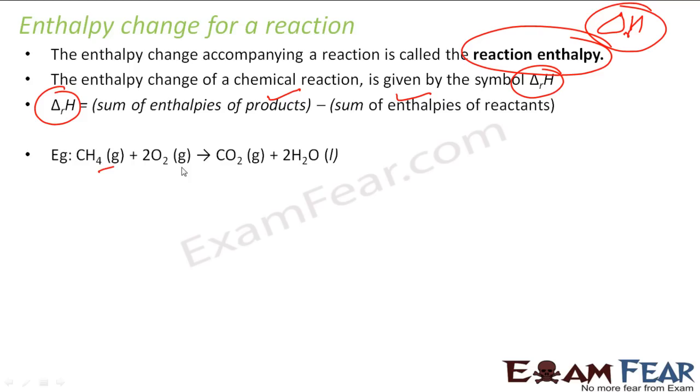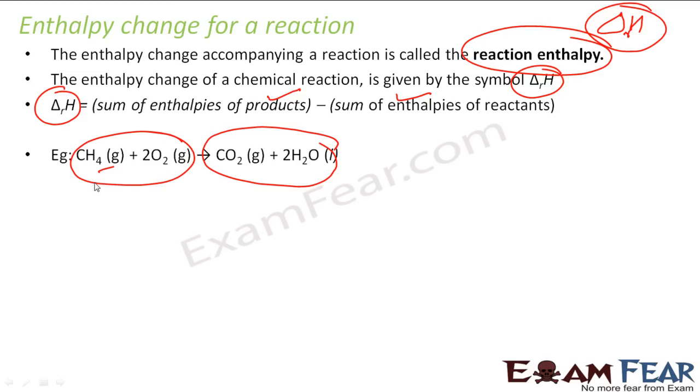We have methane, you burn the methane, you get carbon dioxide and water. So if you find the enthalpy of this reaction, that will be nothing but enthalpy of the products minus enthalpy of the reactants. If you do that, you get enthalpy of reaction. We'll take some examples to show that.